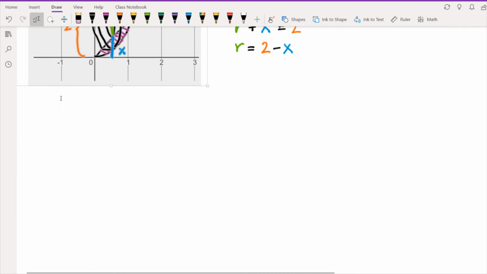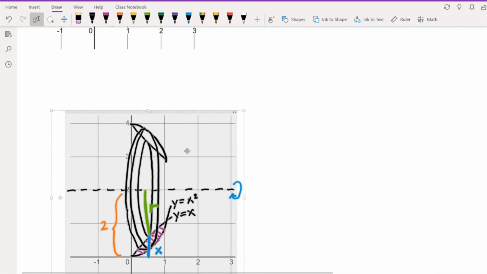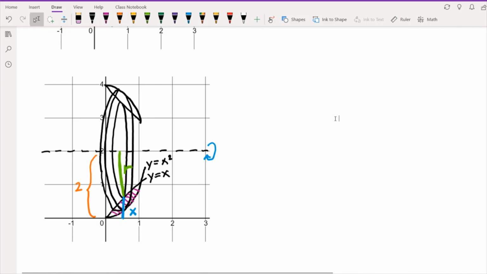Hopefully this will work. Okay, so I don't want all of this. Let me get rid of this. Okay, so now we can focus on finding the big radius.